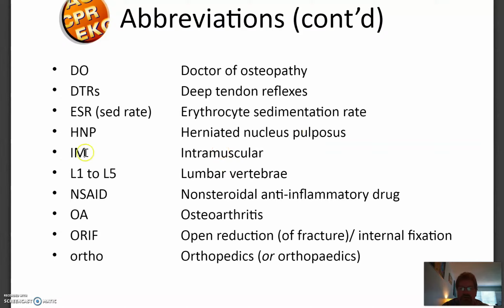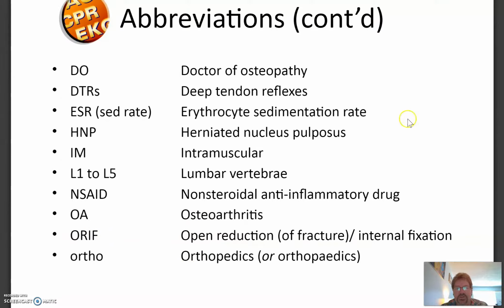IM, intramuscular, usually means injections. Some injections have to go deep into the muscle. And NSAID, non-steroidal anti-inflammatory drugs like Motrin. There's several other ones. But that's the brand name. Ibuprofen is the general name. OA is osteoarthritis, the most common kind of arthritis. ORIF is open reduction internal fixation of a fracture. It's something to do with setting a broken bone.